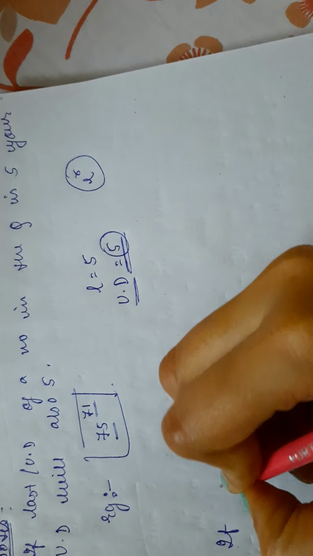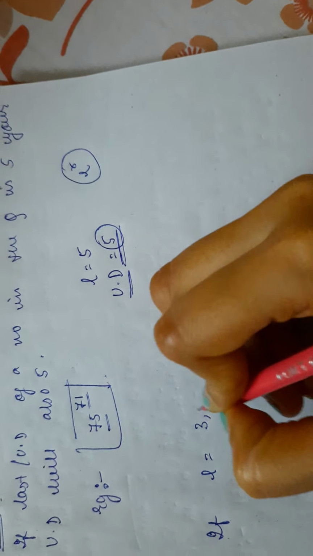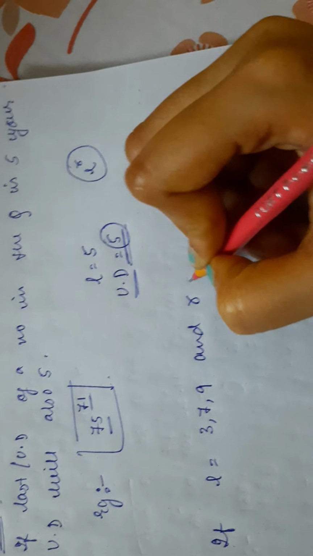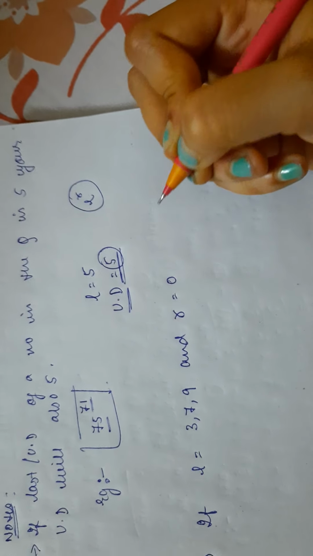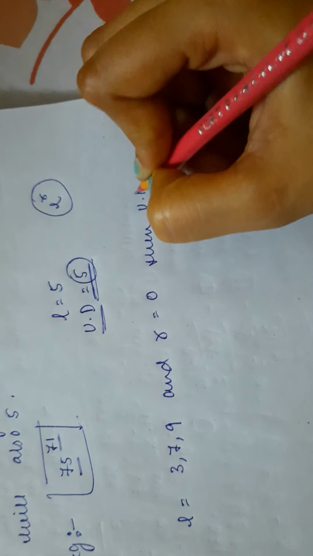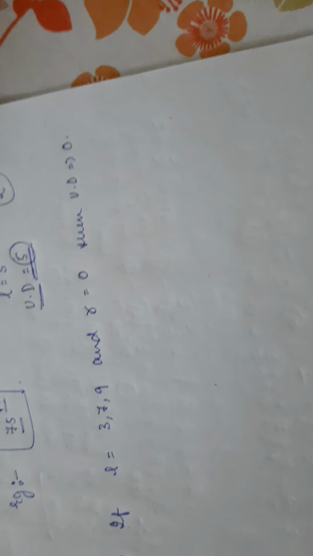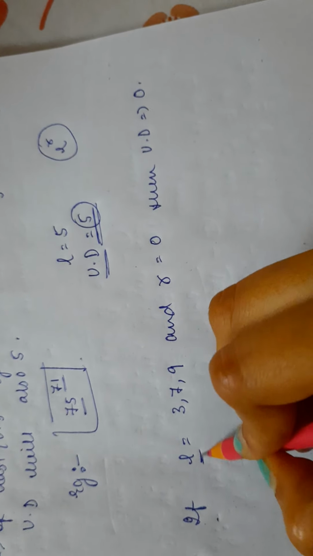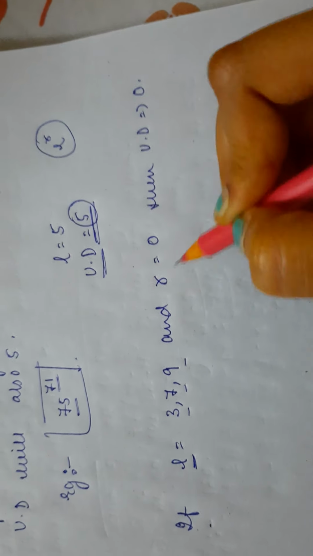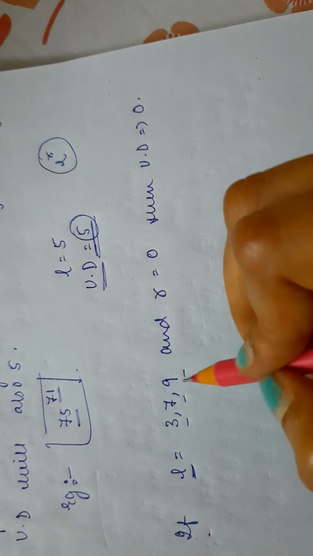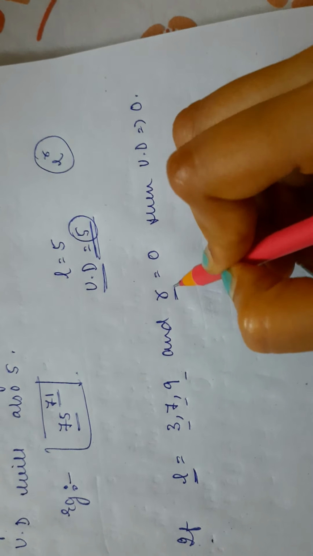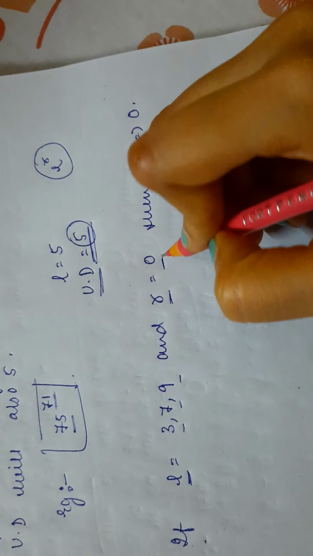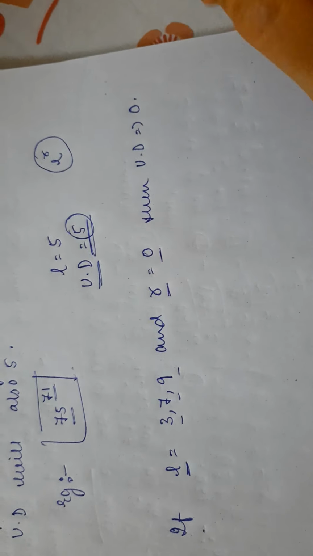if your last digit, that is L, is 3, 7, or 9 and the remainder, that is R, you are getting is 0, then your unit digit will also be 0. I hope you got it. What I'm saying is, if the last digit of the number given in a question is 3, 7, or 9, and the remainder you observed after taking the cyclicity is 0, then the unit digit will also be 0.